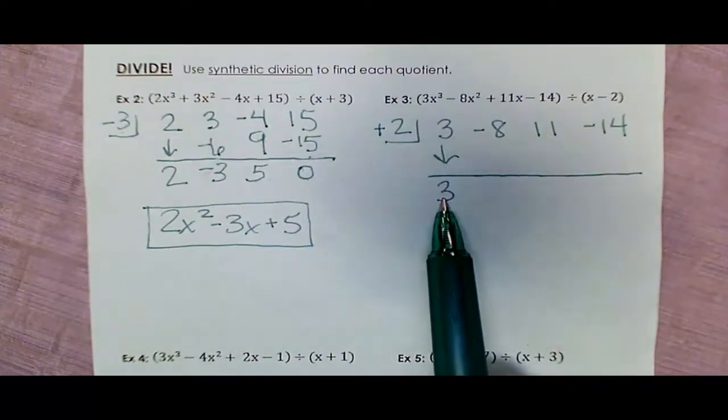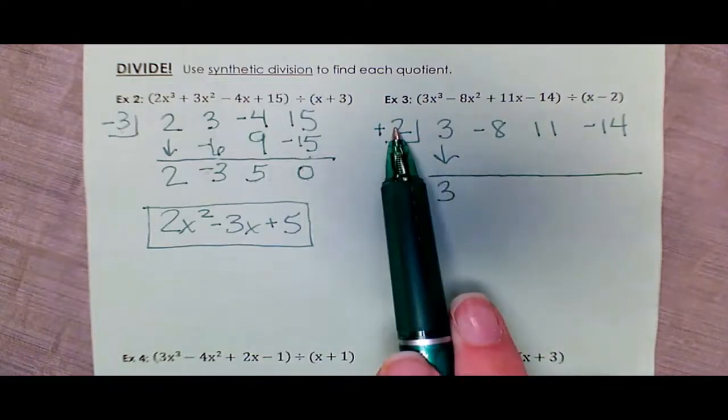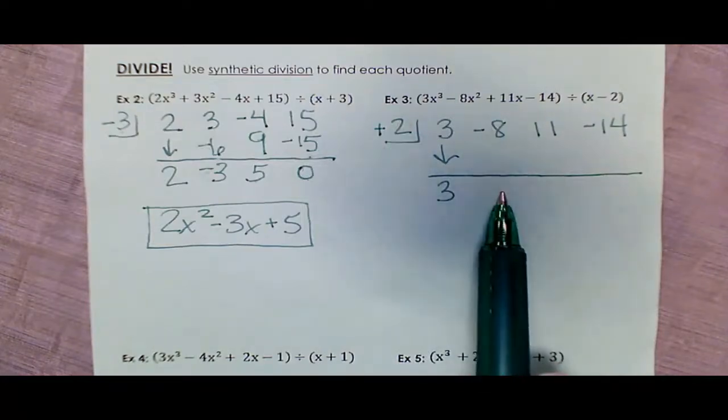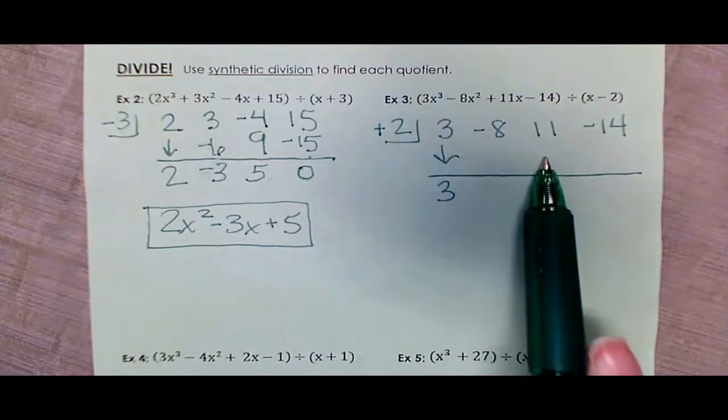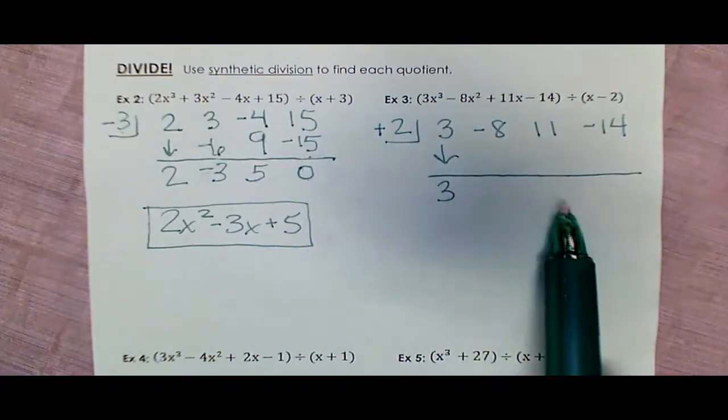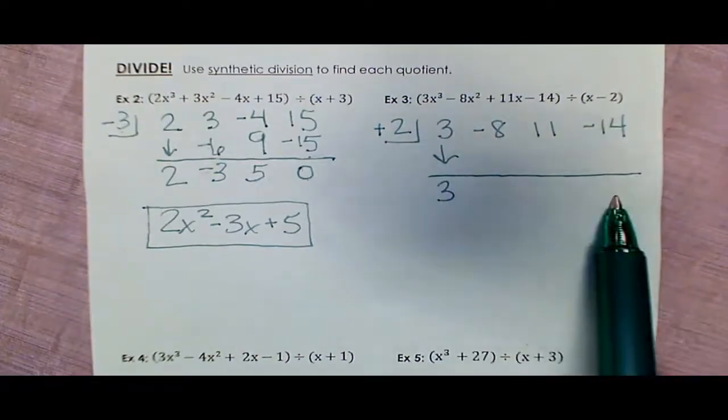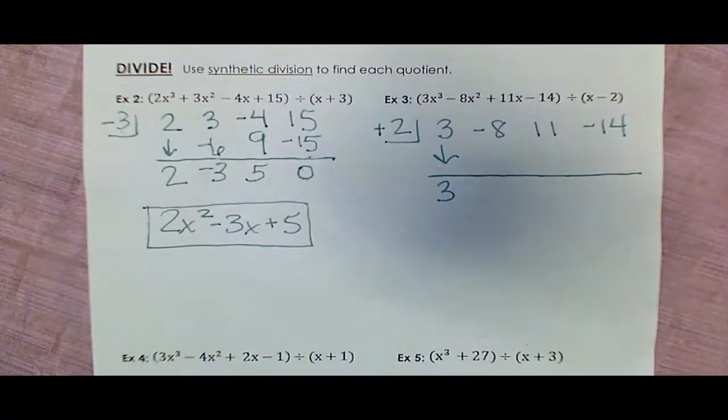Bring down your first coefficient and continue to multiply by R, write the product, and combine. Multiply by R, write the product, and combine. Multiply by R, write the product, and combine. So finish your problem.